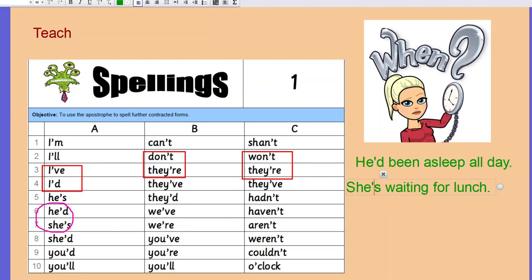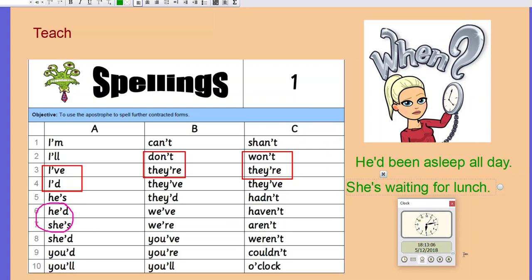What I want you to do is not do all of your words because that would take too long. But as you can see in the red boxes, each group has 2 words. Group A, you've got I've and I. Group B, you've got don't and there. And group C, you've got won't and they are.